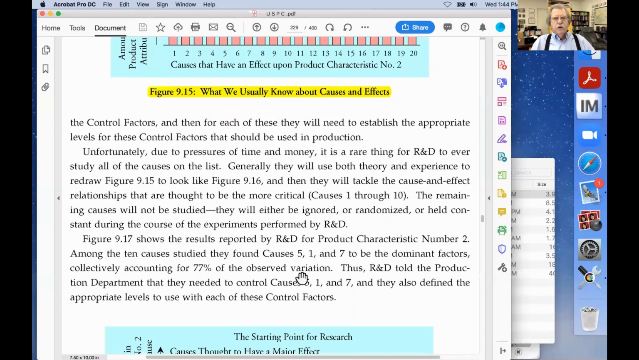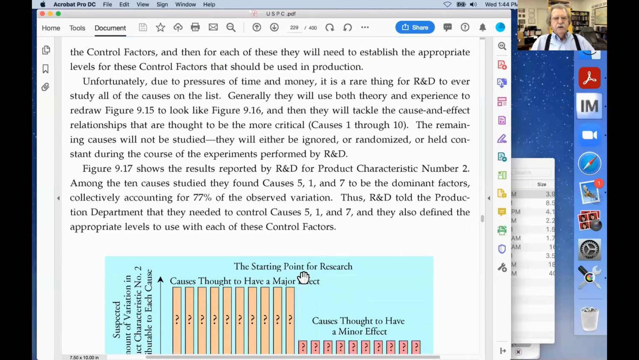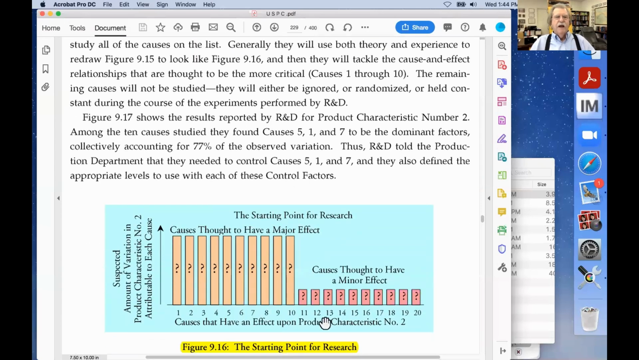So you use theory and experience to identify the 10 most likely factors, the 10 thought to be dominant. And you study those, and then you ignore the rest. Anytime you do an experiment, you make a choice between the factors you study and the factors you do not study. And you're only going to get information about the factors you study.